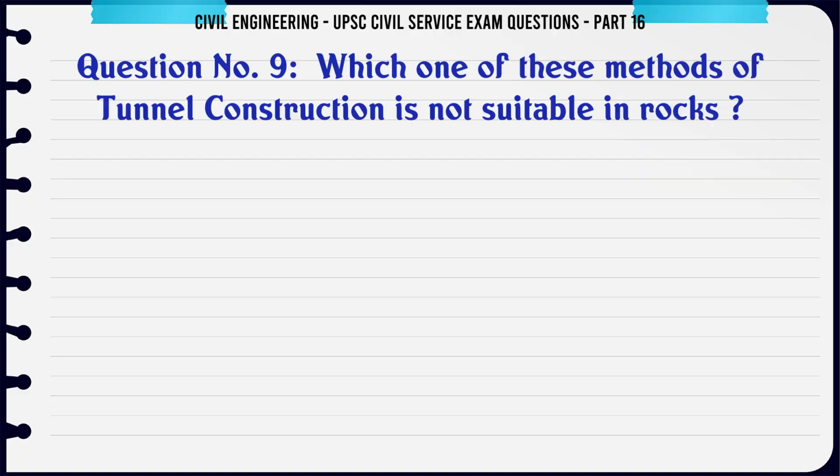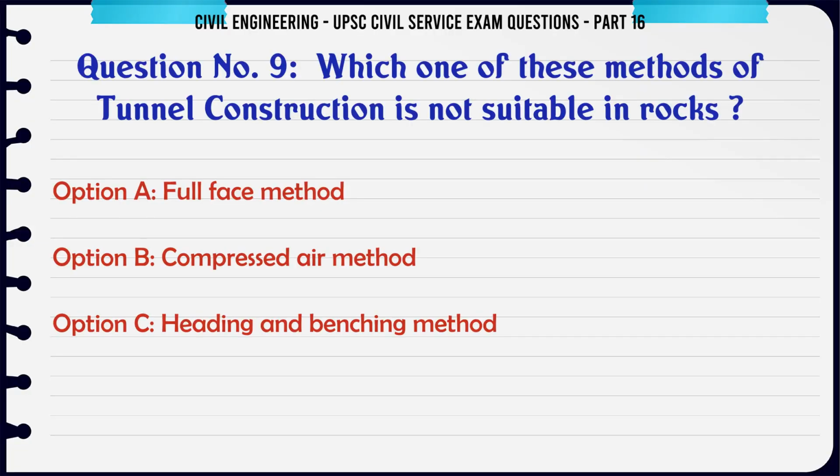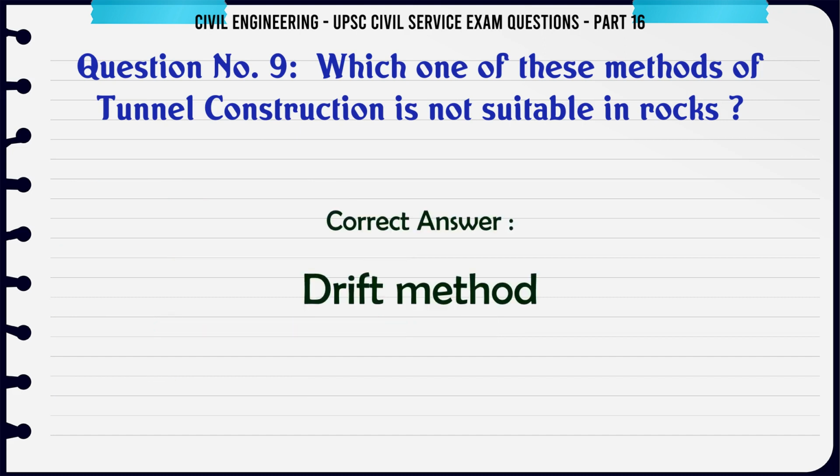Which one of these methods of tunnel construction is not suitable in rocks? A. Full face method, B. compressed air method, C. heading and benching method, D. drift method. The correct answer is drift method.